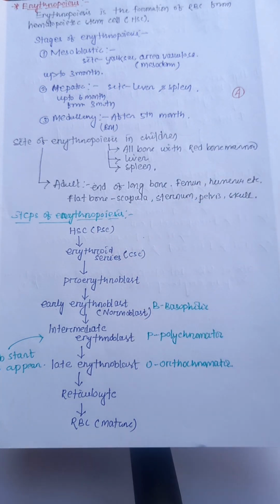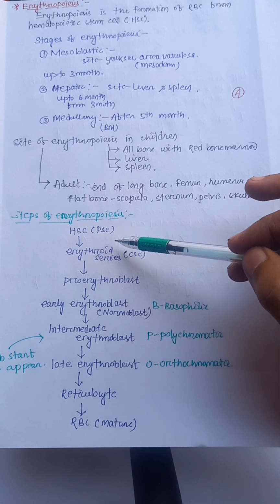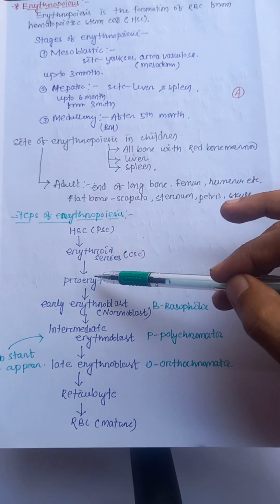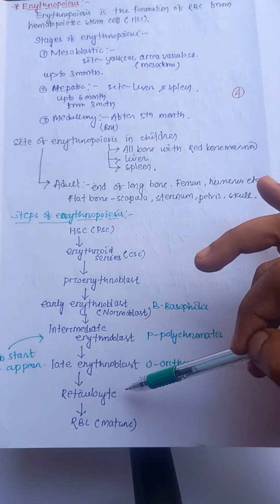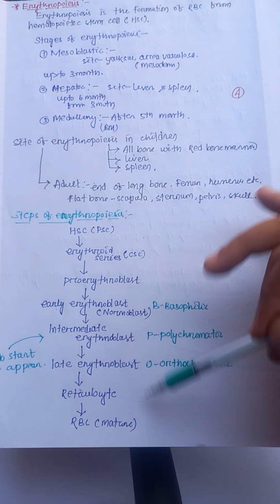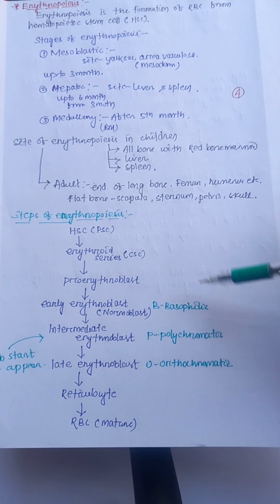I think you should already know about this. That is the hematopoietic stem cell, erythroid series, and pro-erythroblast, early erythroblast, intermediate erythroblast, late normoblast, and the reticulocyte and the RBC. These are the steps of erythropoiesis. You should draw a structure of this from the exam point of view.